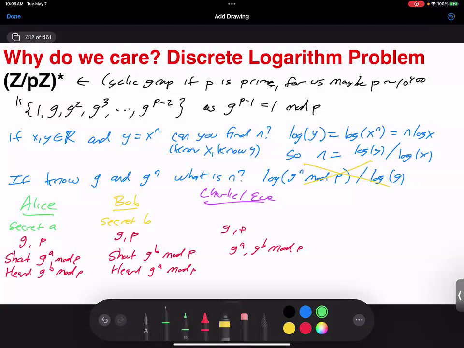What can Alice compute? So she wants to compute something that Charlie can't compute, but that Bob can compute and get the same thing. So Alice and Bob want to compute the same thing. What could Alice compute now? She knows A, G to the A, and G to the B. What can she compute that Bob could also compute?